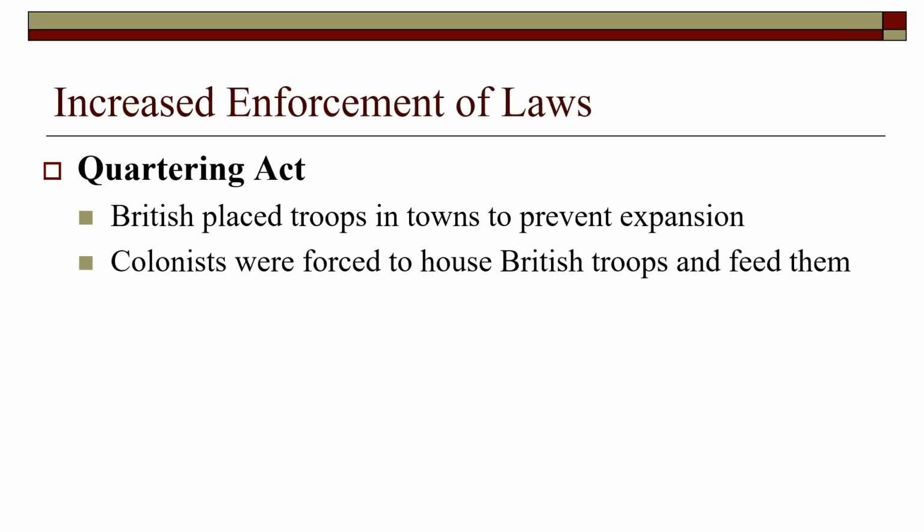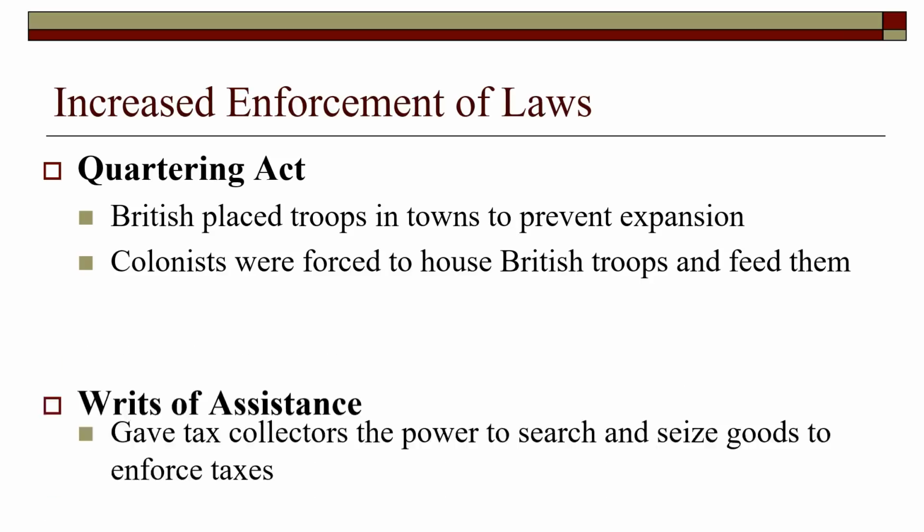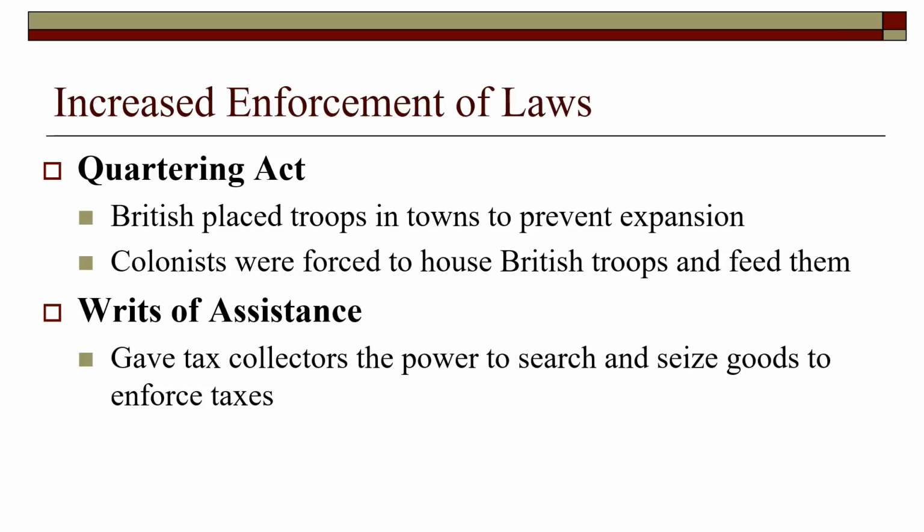Soon we see new British laws designed to aid in their enforcement of policy and collection of taxes. The Americans would come to view these laws as a great violation of their liberty. One was the Quartering Act. This allowed the British to place troops in towns and enforce laws. The colonists were forced to house and feed the troops. The second were writs of assistance. These were given to tax collectors and gave them the legal authority to search and seize goods to enforce the taxes.